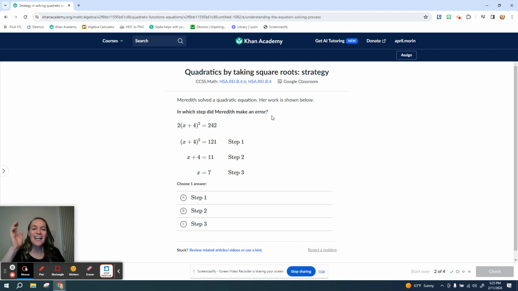Okay. These are the ones I don't like because I'm like, where's the mistake? I'm not really sure. Okay. 242 divided by 2 is 121. That's what she got. Square root of 121 is 11. Oh, but that's where she made the mistake, right? So it should have been plus minus 11 here. So in my mind, step 2 is the mistake because she should have written plus minus 11 because there are 2 answers when we square root both sides. Step number 2.